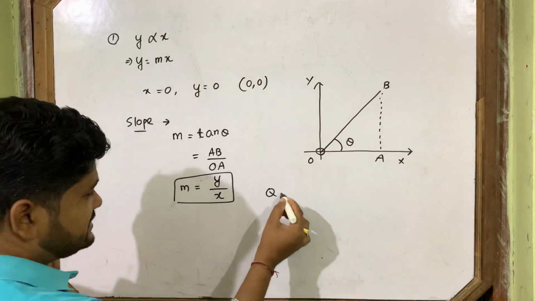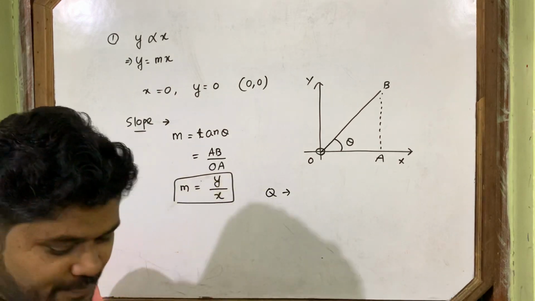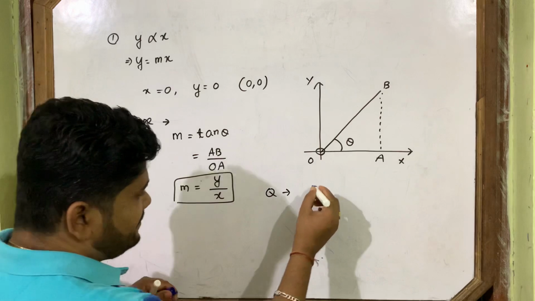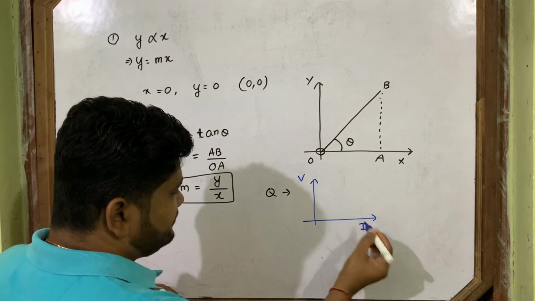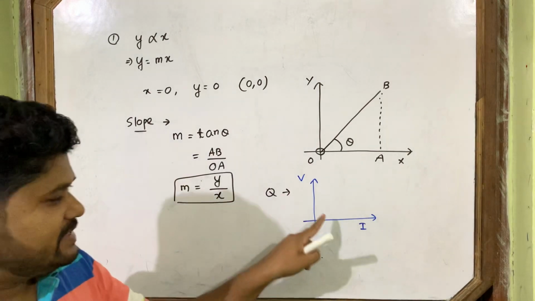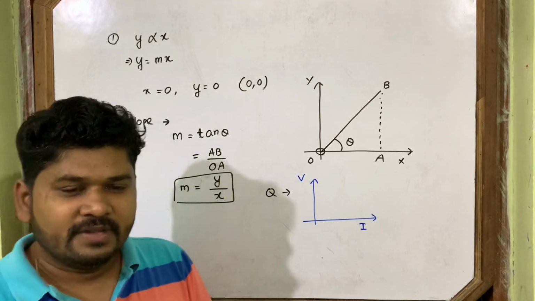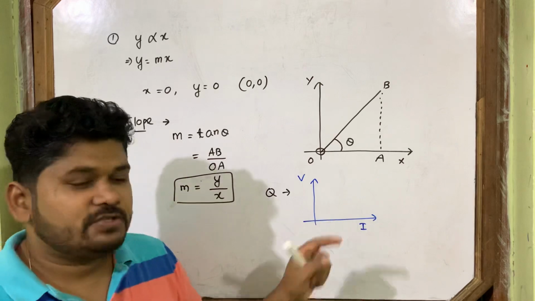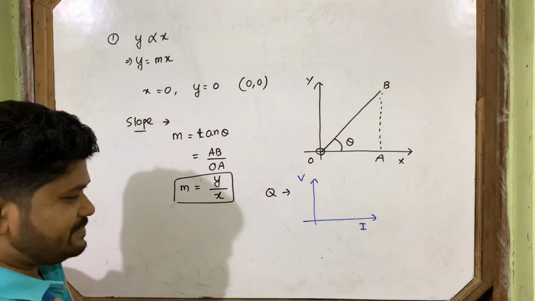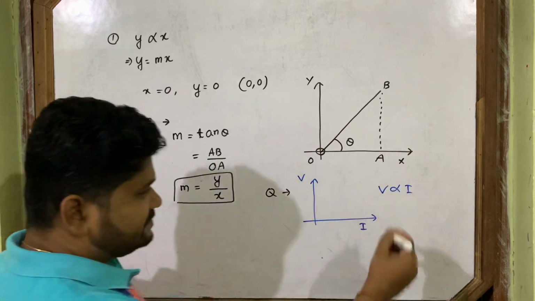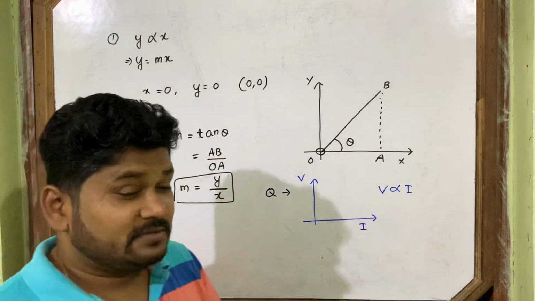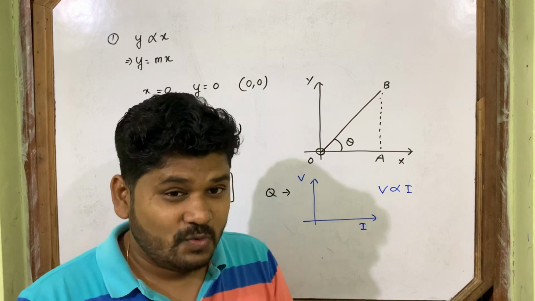One example I am showing to you, you will now be able to tell the answer. Suppose one question is like this. A VI graph is there, meaning on this side voltage, on this side current. Voltage and current, this is a 12th class current electricity chapter. V is directly proportional to I, according to Ohm's law.